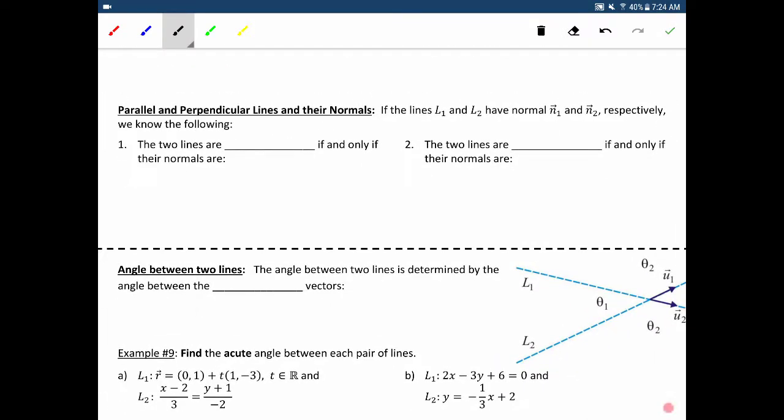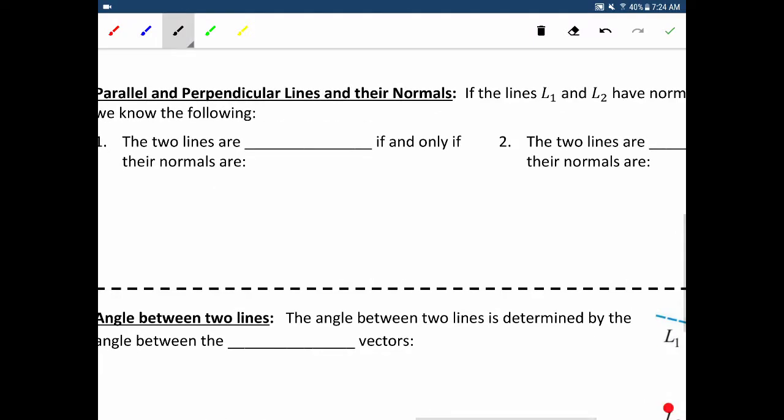So if we've got two lines, L1 and L2, and they have the normals N1 and N2, respectively, we know the two lines are parallel if and only if their normals are what? So let's say those two things are the lines, well, the normals would go like that and that. And you can see that the normals are actually also parallel. So if the normals are parallel, the lines are also parallel.